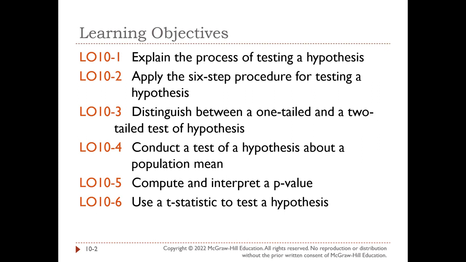Alright, so again, we're going to explain the process of testing a hypothesis. We're going to apply the six-step procedure for testing a hypothesis. Distinguish between a one-tailed and a two-tailed test of hypothesis. Conduct a test of hypothesis about a population mean. Compute and interpret a p-value. Yes, now we got p-value. And z, t, now we jump to p. We're going backwards in the alphabet here. Finally, we're going to use a t-statistic to test a hypothesis. Y'all ready? Sounds like we got a lot of fun ahead for us.